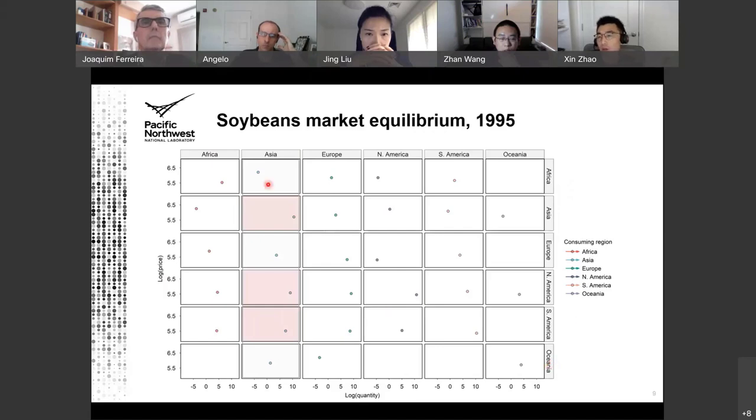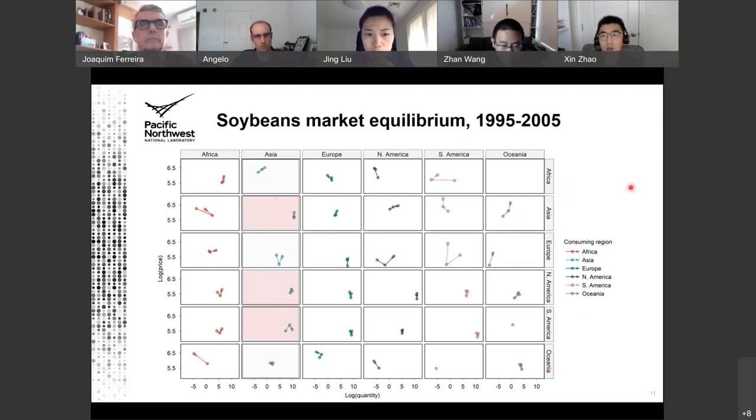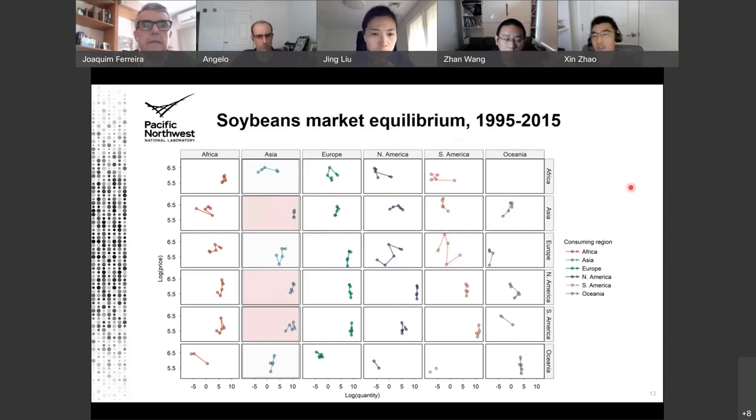So for example, those sub-figures I highlighted in red here represent the Asian soybeans import in 1995. This one is just a domestic use from Asia. The other two are from North America and South America, respectively. So, over time, we see the changes in those market equilibria. That's all what those economic equilibriums are doing in the past 20 years.